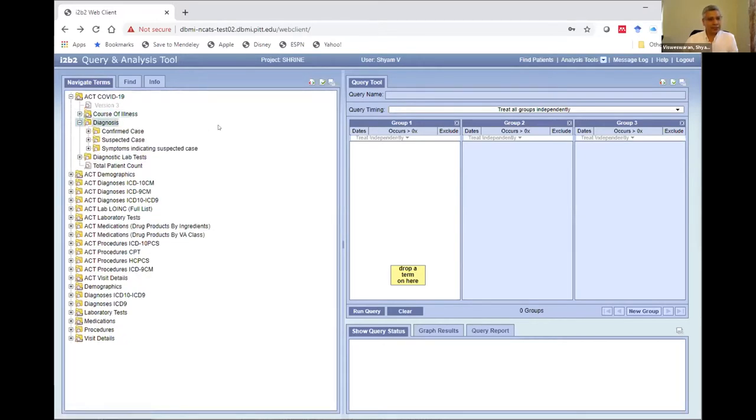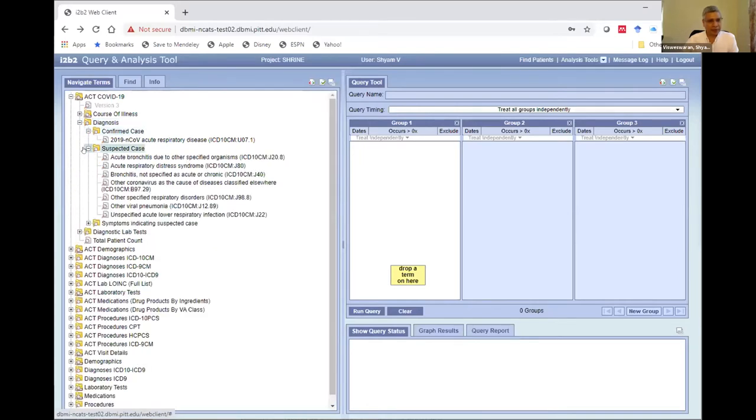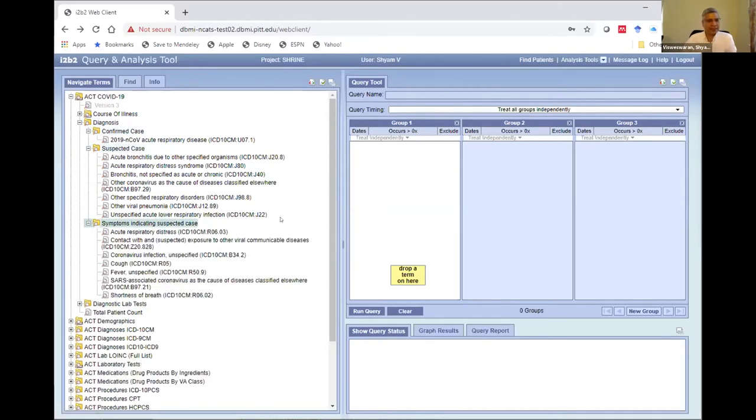The diagnosis part of the ontology was developed early on, and this was based on CDC criteria when they had defined these concepts like confirmed case, suspected case, and symptoms indicating a suspected case. And these are all based on codes from ICD-10. Actually, all of them are from ICD-10. So this is probably more relevant if you're coming in from a public health perspective and these cases are defined in this way. But this is also changing. And so at a future time, we might change these definitions of confirmed case and suspected case.